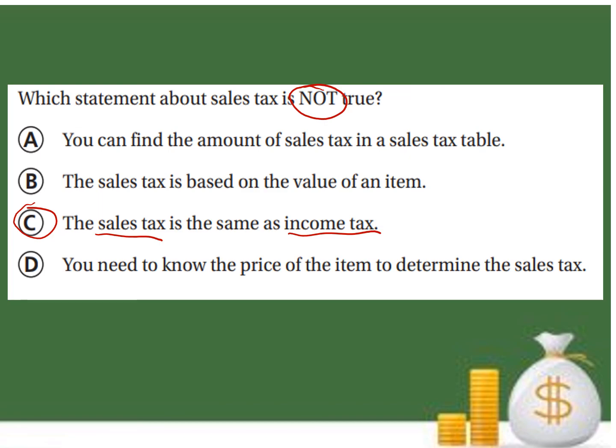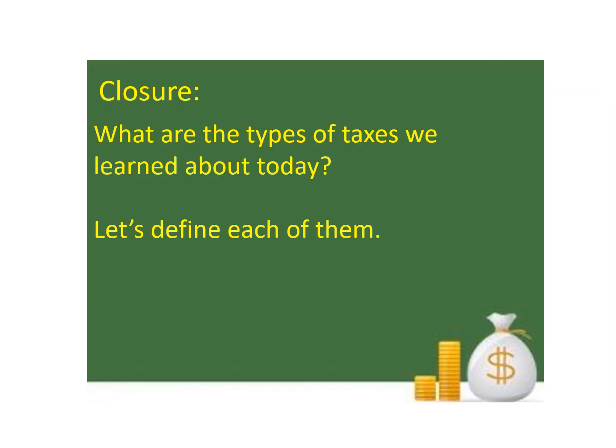All right. So what can we conclude about today? What are the types of taxes we learned about today? We learned that there are several taxes that we pay. We learned about income tax or federal income tax. We learned about sales tax. We learned about payroll tax. We learned about property tax. Okay? So those are the main taxes that we learned about today.